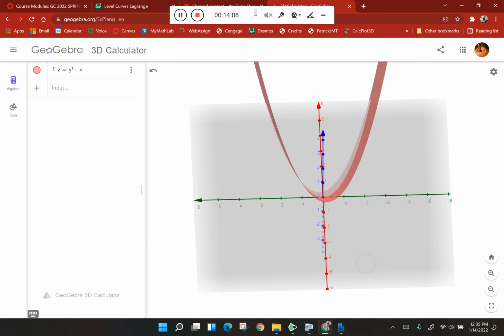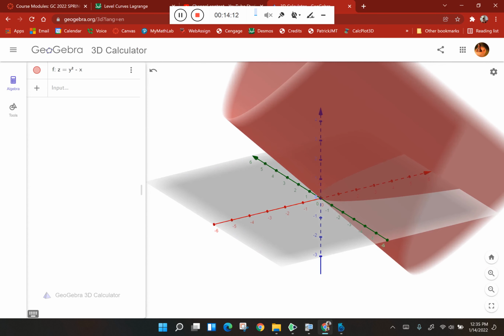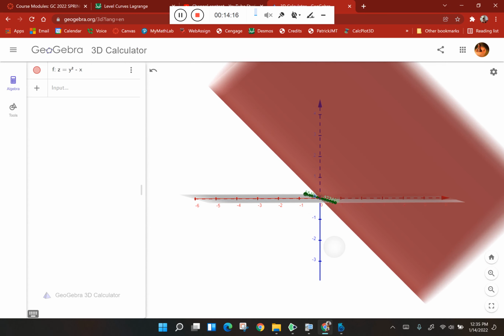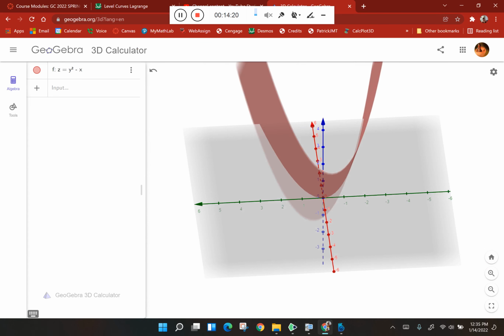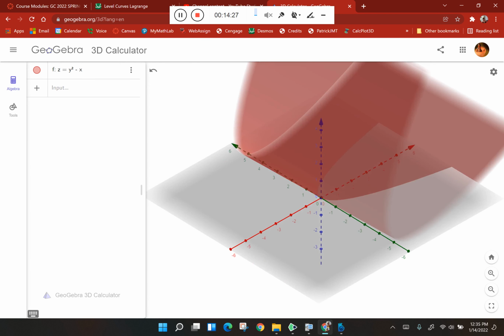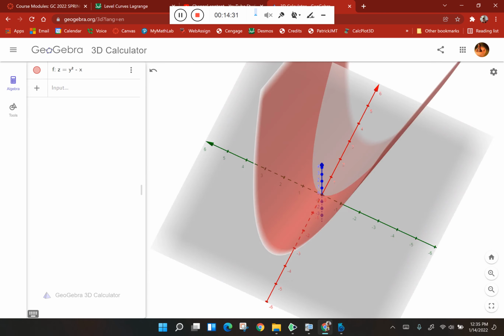Do you see the parabola from the y squared? And if you look at the bottom edge of that parabola, do you see the line for negative x? What we're doing here is we basically put the parabola and the line together. The y squared gives it a parabola shape. The negative x gives it that angle for the line. And you get this kind of a trough.